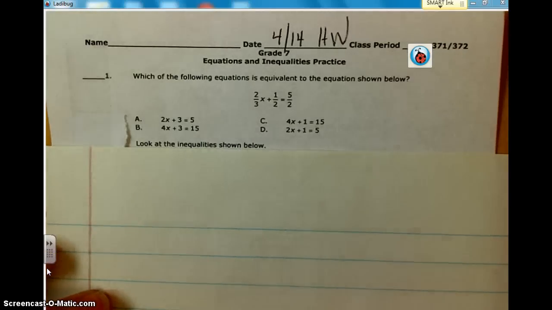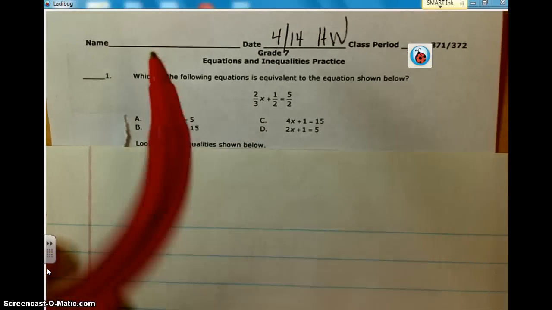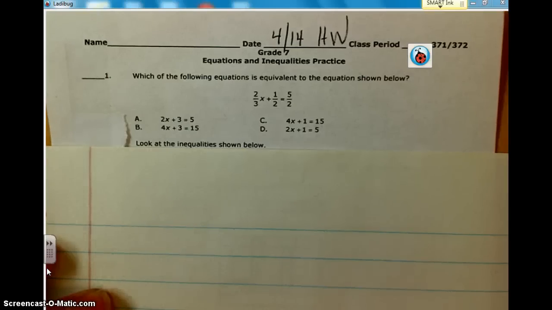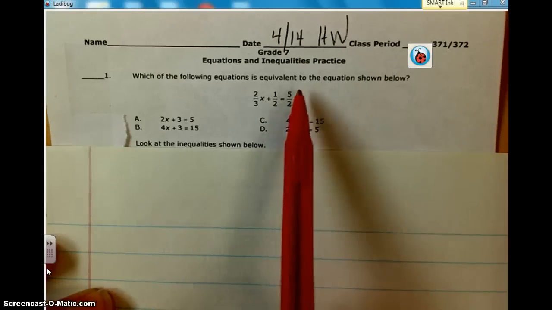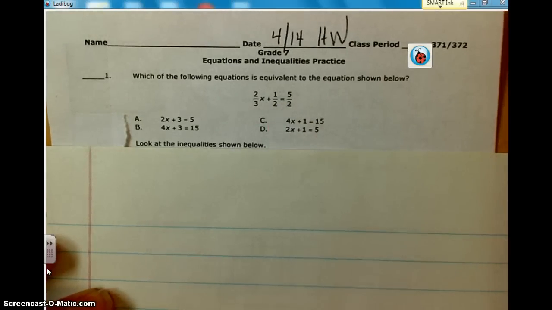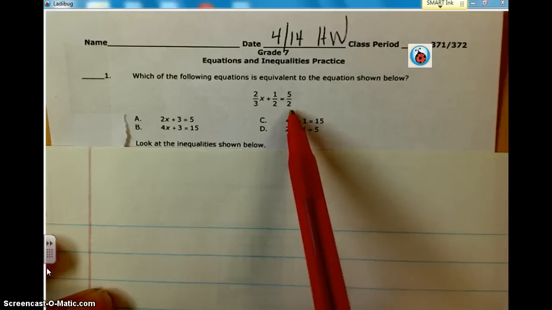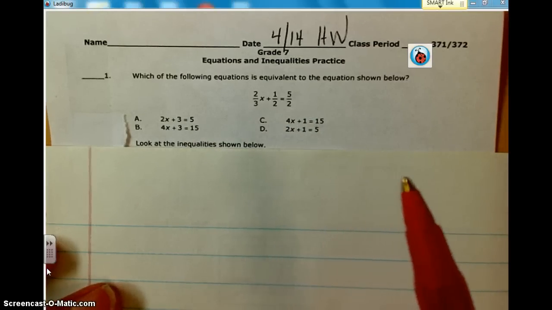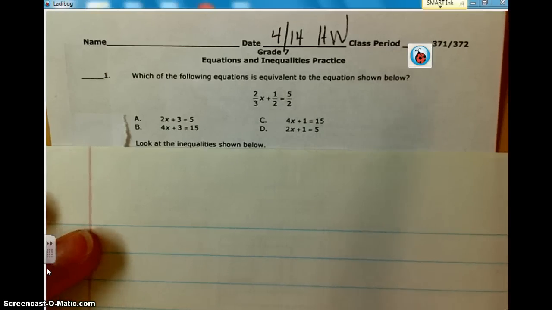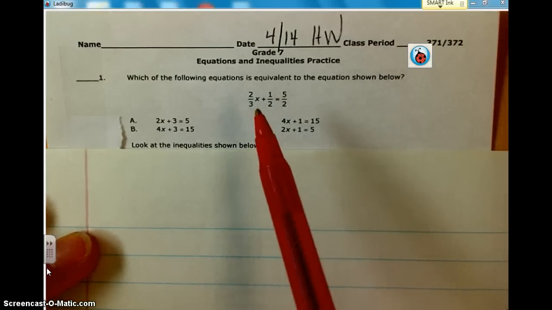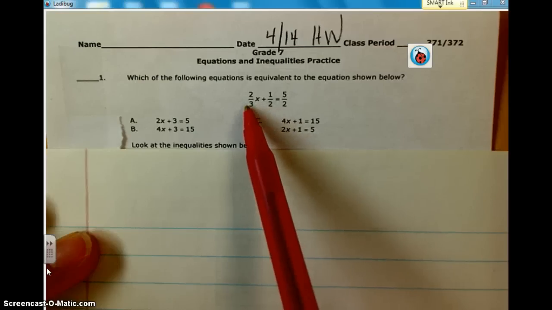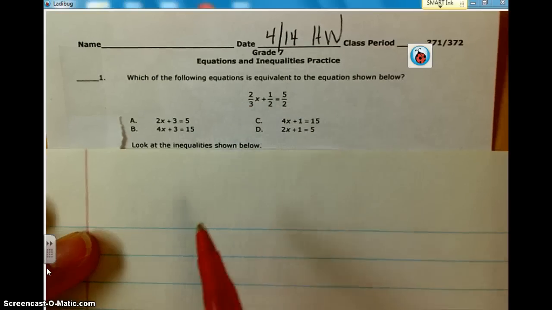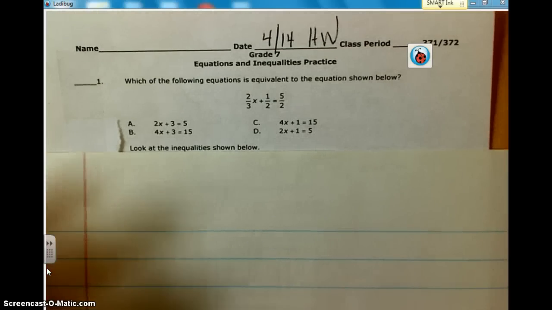Equation and inequalities practice. For your homework tonight, the first one asks you which of the following equations is equivalent to the equation shown below. In the equation that you are given, we can see that all of them have a fraction, but in our answer choices, the equations all have whole numbers. So you're going to have to find a multiple so that when you divide by your denominators, you're going to have a whole number as an answer. So please keep that in mind as you do number 1.